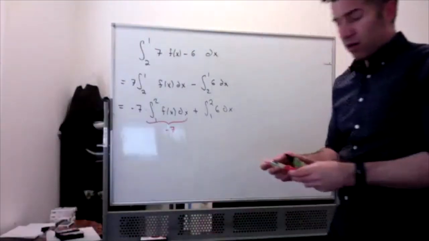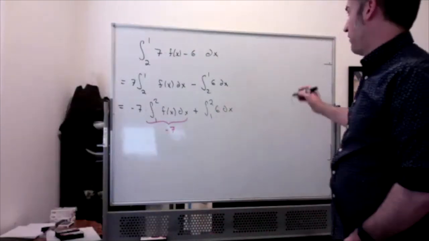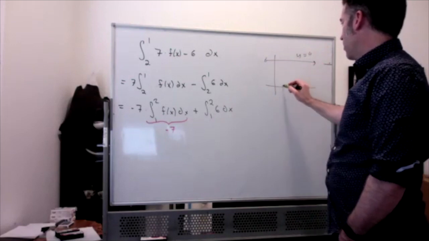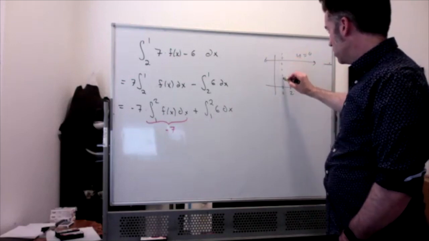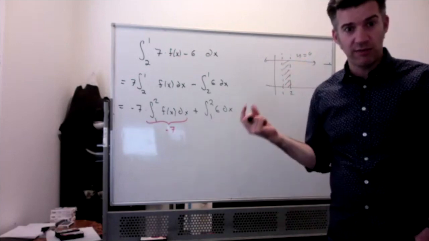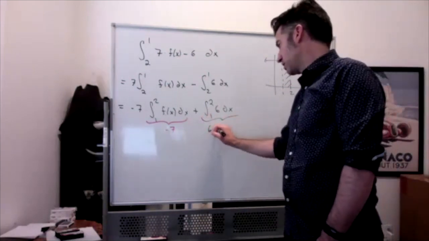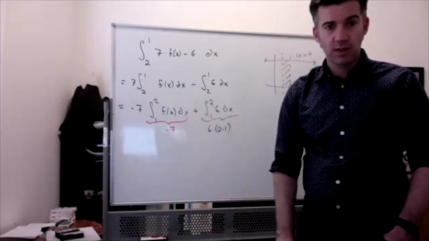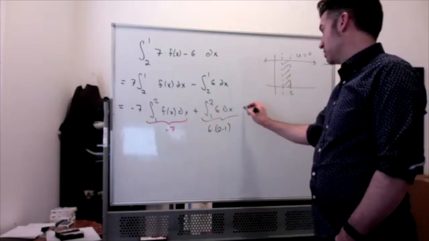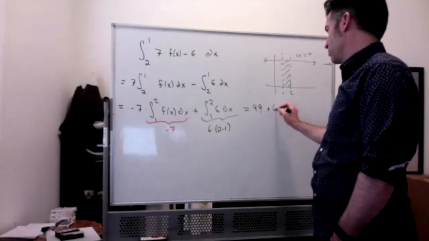This, on the other hand, pretending that we don't know any of the rules for integration yet, like we can't anti-differentiate this including the endpoints, you can use the fact, well, I know the area under y equals 6 from 1 to 2. That's looking an awful lot like a rectangle. It is a rectangle with a base of 2 minus 1 and a height of 6. So that's equal to 6 times 2 minus 1. So my answer to this particular question is -7 times -7, which is 49, plus 6 times 1. 55.